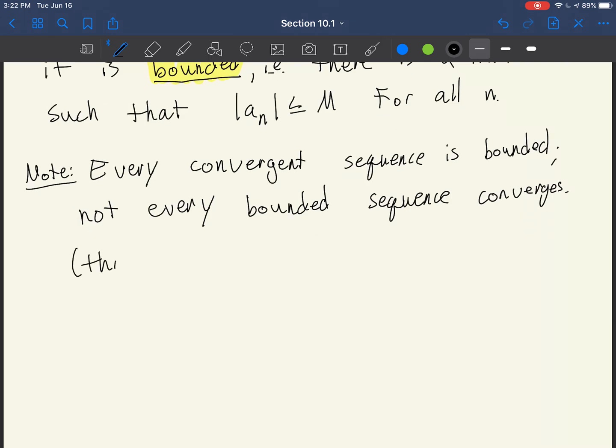So you can think about the sequence a_n equaling negative 1 to the n. This sequence does not converge, we already talked about that, but it is bounded. This is only ever 1 or negative 1, so it is bounded by 2. This function will never get larger than 2.